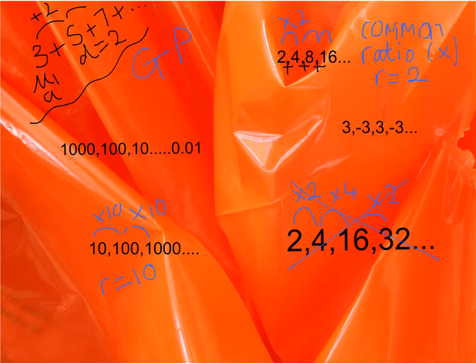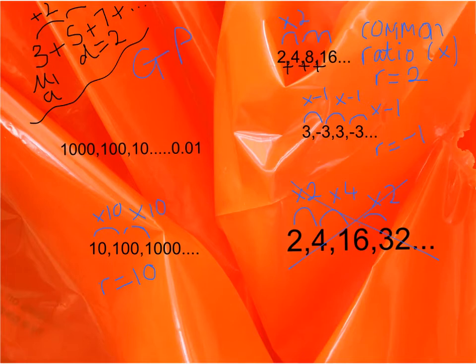All right, let's have a look at this one. This one here, A is 3. What's the actual ratio? Is there a common ratio? Are we timesing by the same? Well, to get the next one, we times by -1. And to get this one, we times by -1. And to get this one, we times by -1. So it's a bit of a strange one, but it's definitely a GP where R is -1.